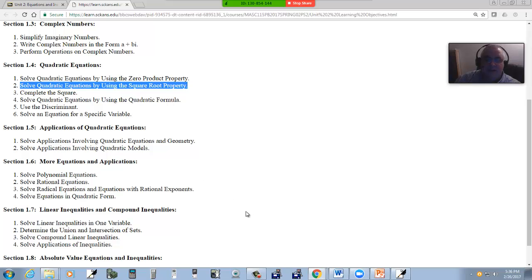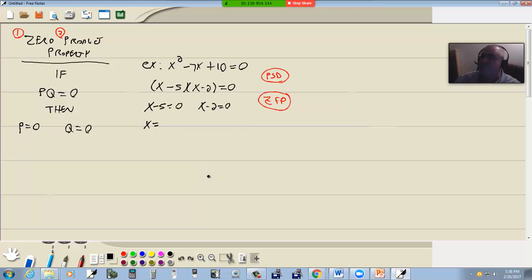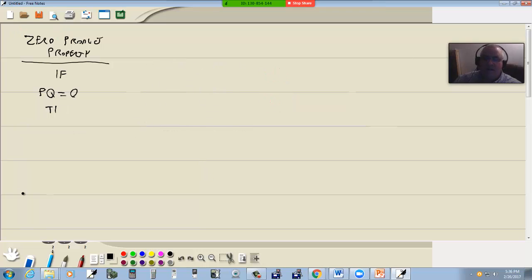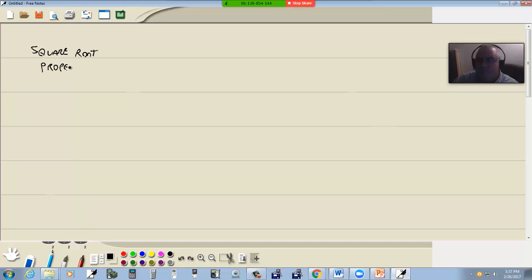Next thing we're going to take a look at is the square root property. Let's better write the property up first. Square root property. This says if you got something squared equal to something else, that's pretty vague, then you drop your squared and you put a plus or minus square root on the other side.